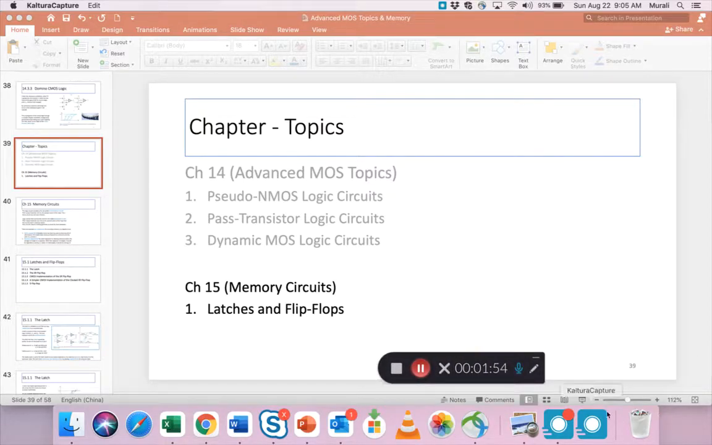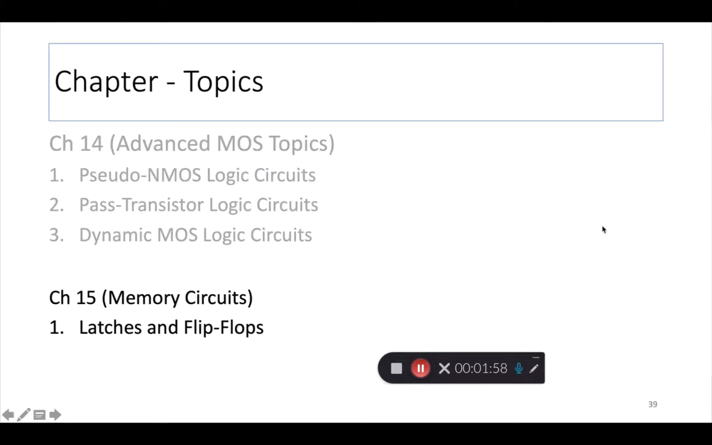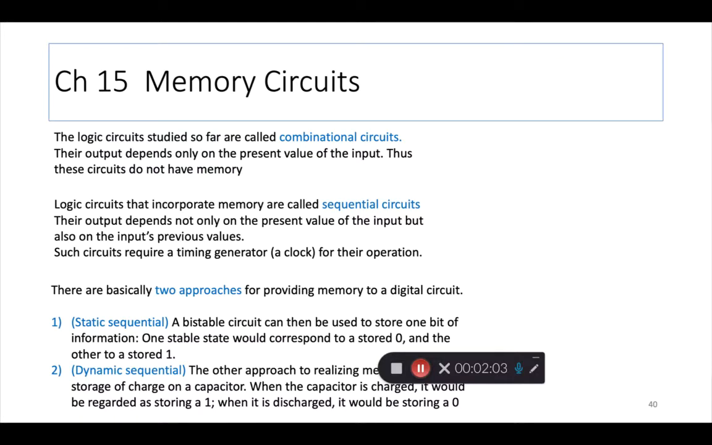I'm on slide 39. I'll expand this. In this recording, I will look at the theory about these latches and flip-flops. In the next recording, of course, we'll do some problems. So with that, we finish week 3 material.